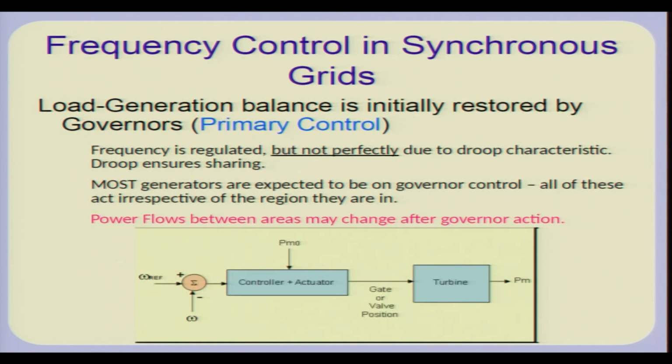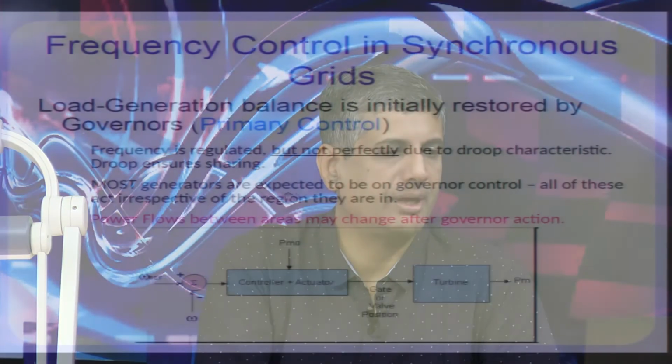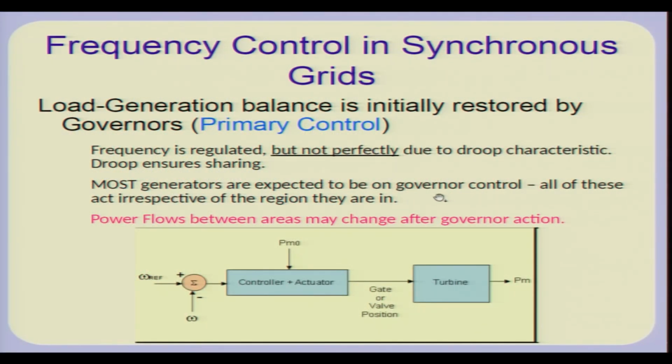And of course, the control of frequency is somewhat hierarchical, in the sense that primary control is achieved by regulating the frequency using governors. The frequency in a multi-machine synchronous grid is regulated by the governor, but not perfectly. As I mentioned some time back, we have droops on the governor, that is, we use proportional control, and that ensures the sharing of power between various generators is achieved. Droop ensures the sharing of power. Most generators are expected to be on governor control.